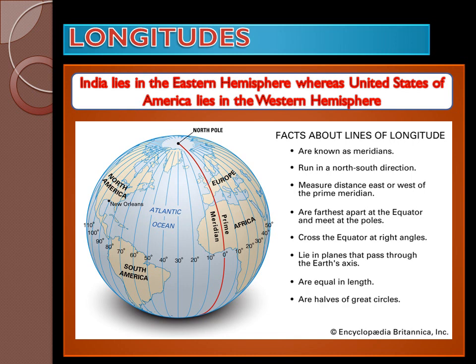When it is going towards east, it is going 10 degree, 20 degree, 30 degree, 40 degree, 50 degree, like this till 180 degree. When you go towards west, you can see 10 degree, 20 degree, 30 degree, and it will also go till 180 degree. So this prime meridian and 180 degree meridian together form a circle. We have 180 degree in the eastern hemisphere and 180 degree in the western hemisphere. So the total circle is of 360 degree.